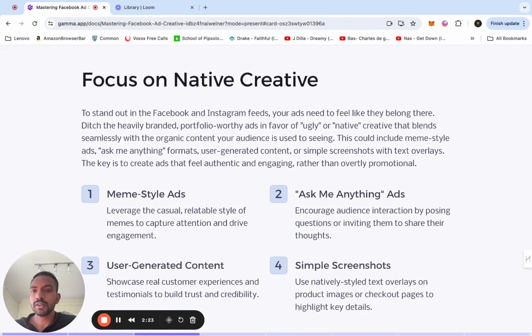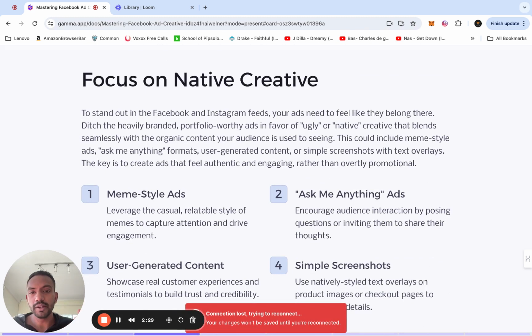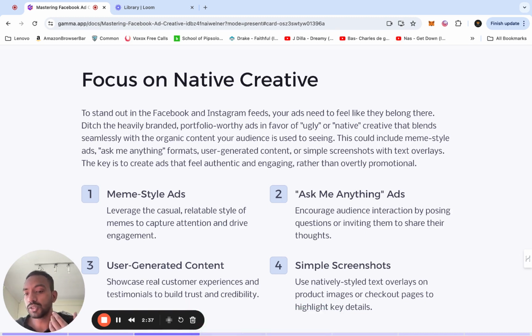What does that mean? To stand out in the Instagram and Facebook feeds, your ads need to feel like they belong there. So you need to ditch the heavily branded, portfolio worthy ads in favor of the ugly creative. In other words, this could be due to TikTok. People are used to seeing native creative a lot more due to the adoption and the rise of TikTok. And it should feel organic, it should feel like something your audience is used to seeing.